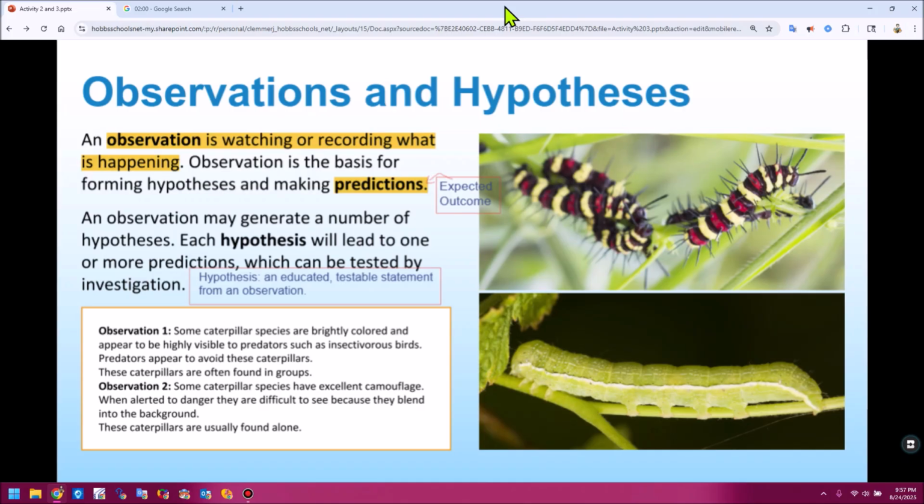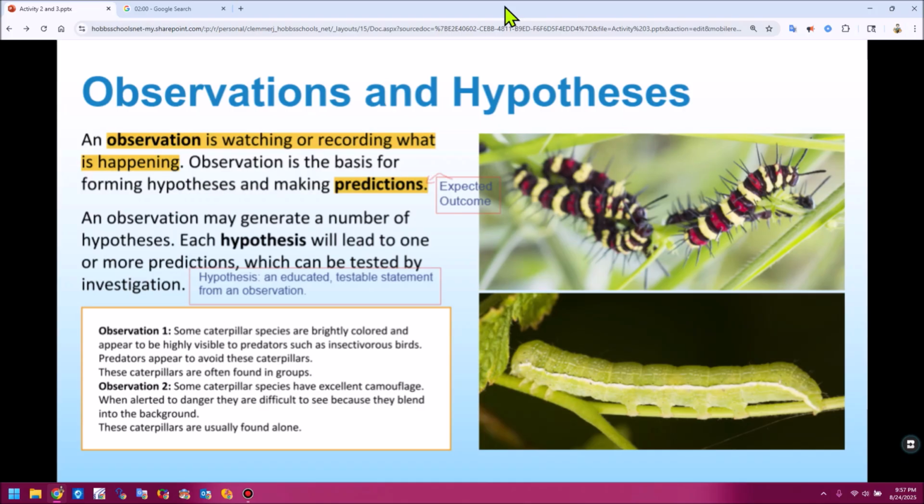Then we have a hypothesis. A hypothesis is a testable explanation. It's basically what they call an educated guess about what you have observed. You observe it, you use your senses to create an educated guess that is a testable explanation. Observations are what you see. Hypotheses are what you think might be true and you want to test it.